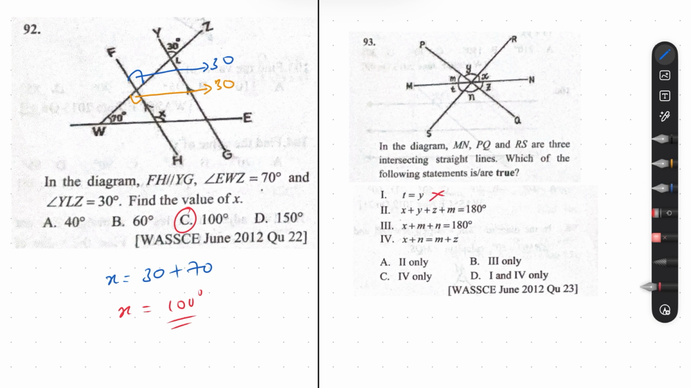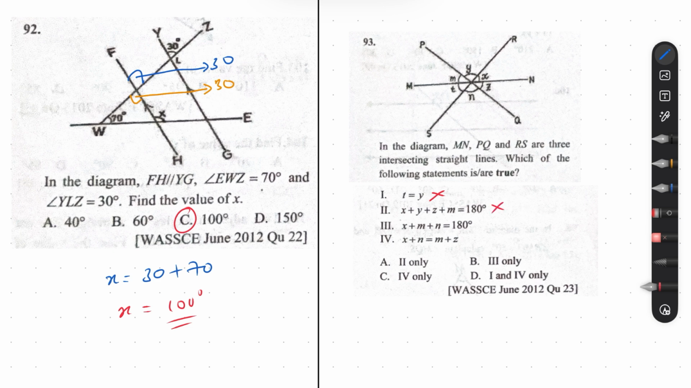Now let's move on to the second one. It says X plus Y plus Z plus M is 180. This is false. If it was only X, Y, Z, then we could say they add up to 180, but they added M, which is below this straight line, so it cannot be 180. So that is also not true.